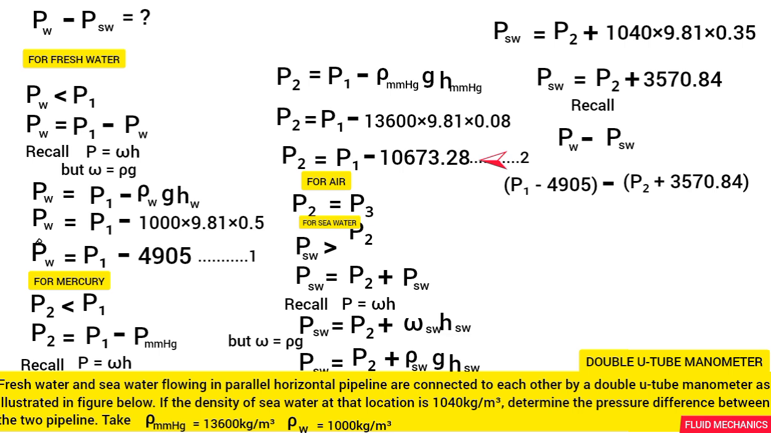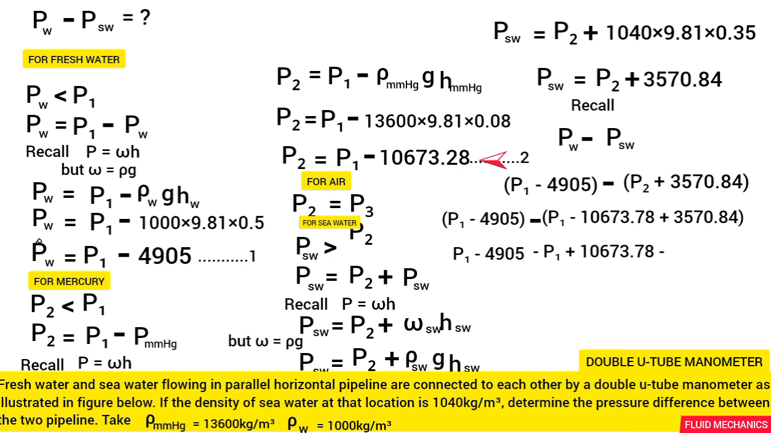So I will now write it this way: P1 minus 4905 minus open bracket, instead of writing P2, I'm going to write P1 minus 10,673.28, plus 3570.84. If I open the bracket, I'll have P1 minus 4,905 minus P1, minus times minus gives you plus 10,673.28, and minus times plus gives you minus 3570.84. Are we good now?